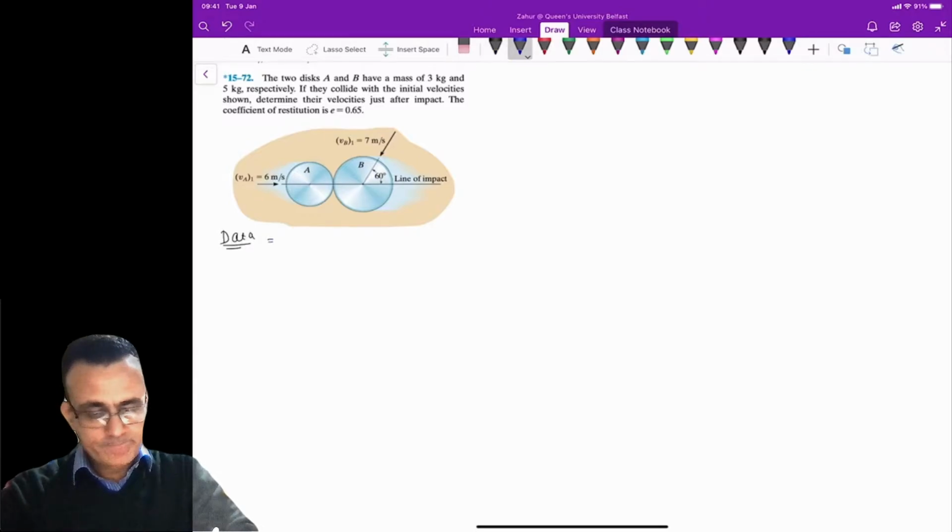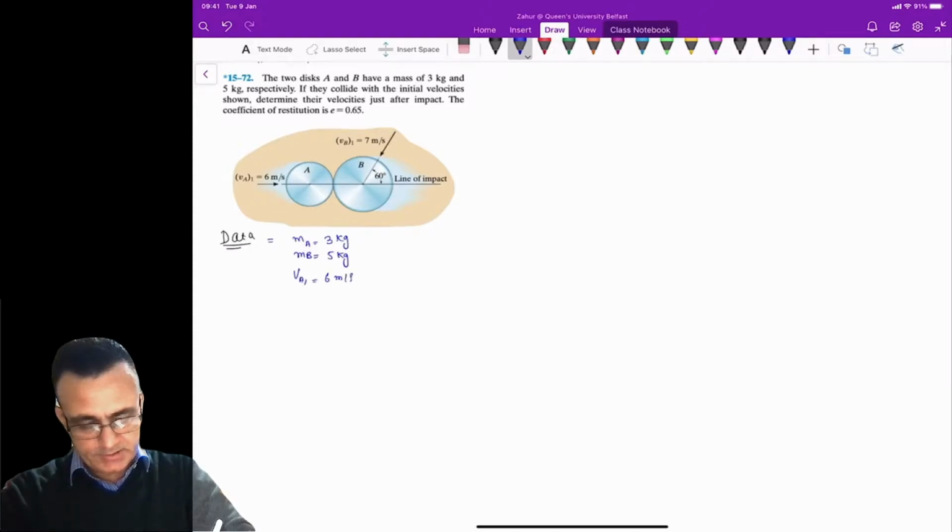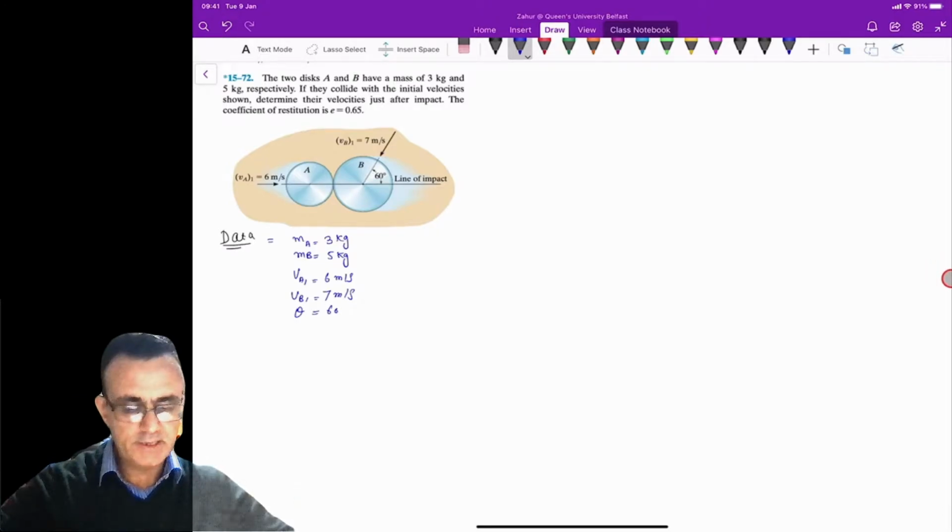Okay, so in this case, what you are given is MA, which is 3, and MB, which is 5. You are given VA1, which is 6 meter per second, and you are given VB1, which is 7 meter per second, and you are also given theta, which is 60 degrees here. You are also given that this is the line of impact, and the plane of impact will obviously be in this direction here.